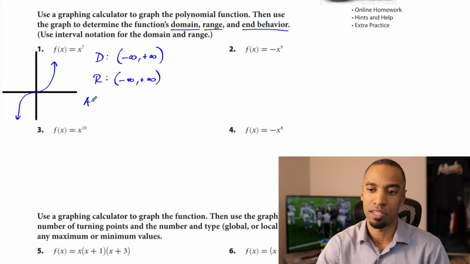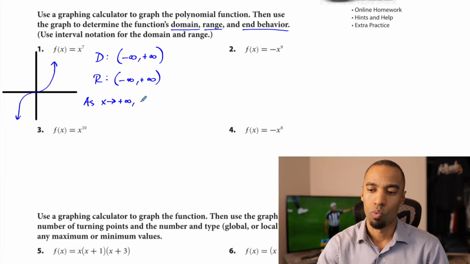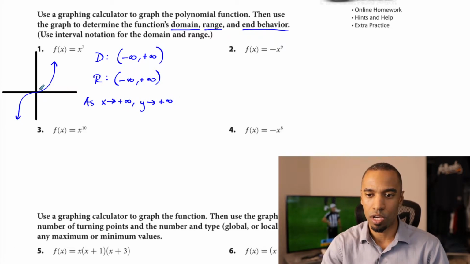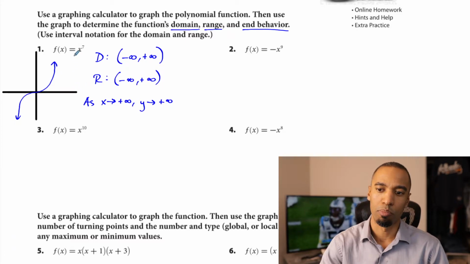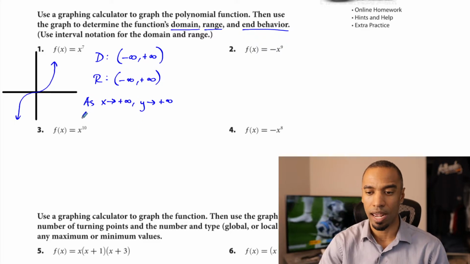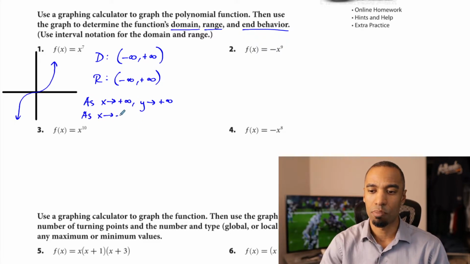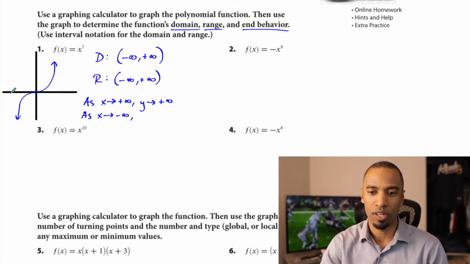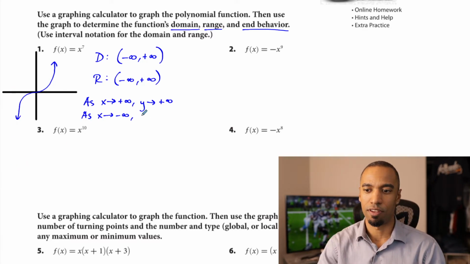So the way we're going to write it is, as x approaches positive infinity, y approaches positive infinity. What I just stated was, as we go forever toward positive infinity on x, your points will be found up toward positive infinity on y. Approaches, not equals. We can't actually equal these values. And as x approaches negative infinity, as we go forever left, y approaches negative infinity, goes down.